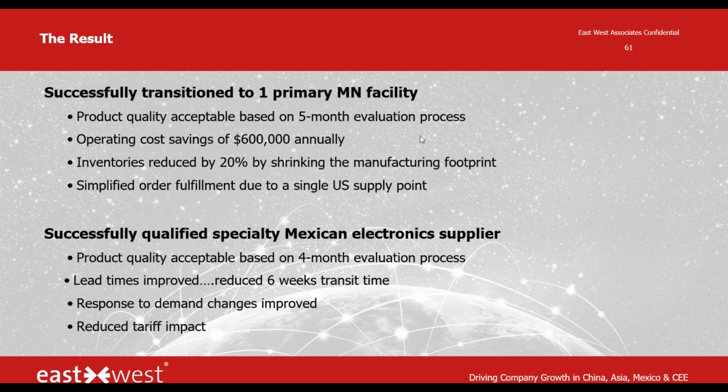So in the US, 5-month transition after startup was successful. Operating cost savings around $600,000, reduced inventories by about 20%, and simplified the whole order fulfillment process by coming from a single site. And then qualified electronic supplier in Mexico on a 4-month window, had that completed within 4 months, reduced, as would expect, the lead times and improve the demand change and reduce the tariff impact significantly for those particular products, so it'd be on a much smaller scale than we envisioned going in.